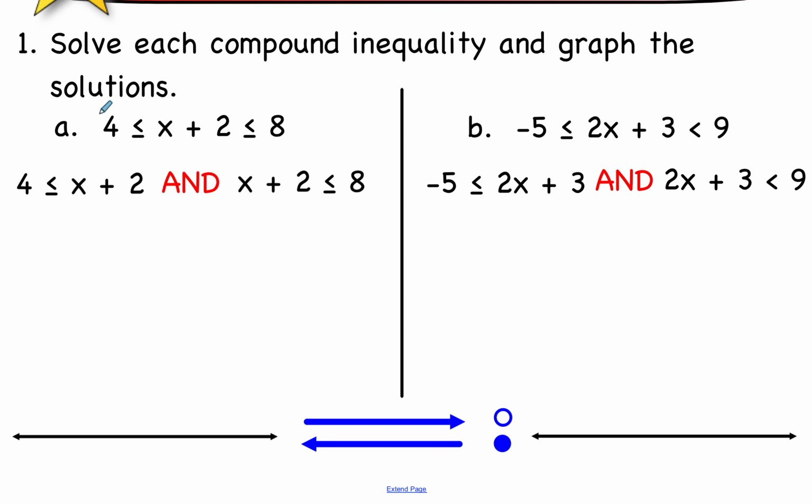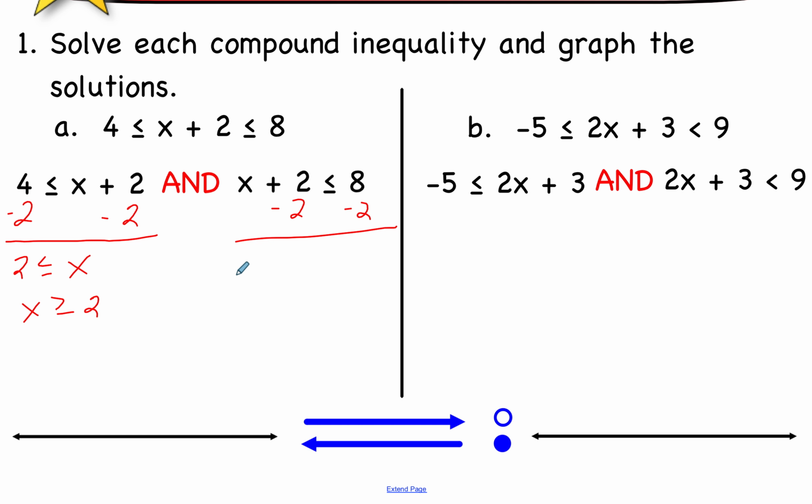So if we want to solve each of those simple inequalities, on the left I would subtract 2. So I end up with 2 is less than or equal to x, which is the same as x is greater than or equal to 2. And I'm going to subtract 2 likewise from the other inequality, and I end up with x is less than or equal to 6. These add to 0, and these add to 0, right? So we want "and" in between there. So now if we're going to graph those solutions, we need to have 2 and 6 as our endpoints.